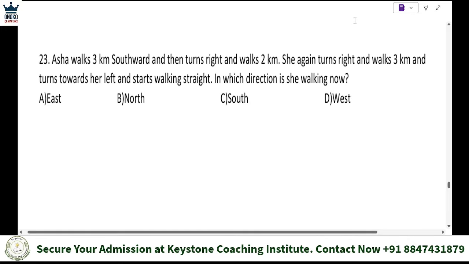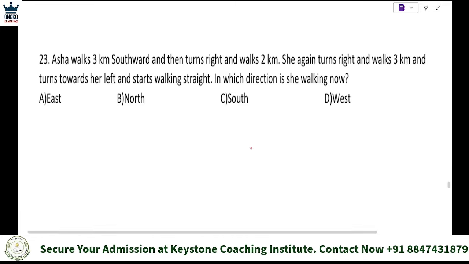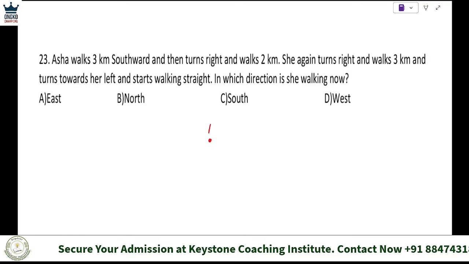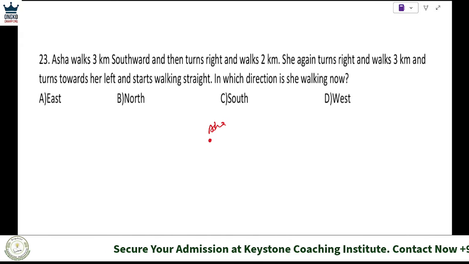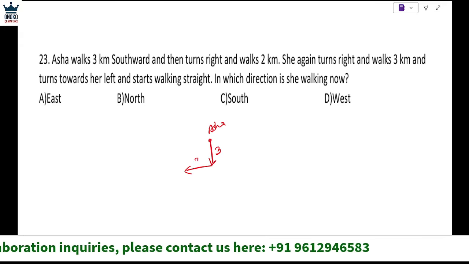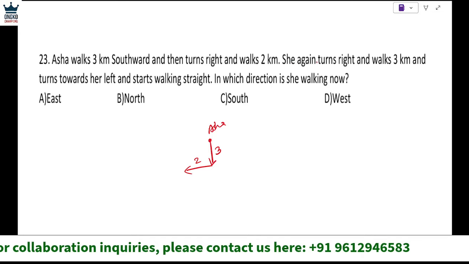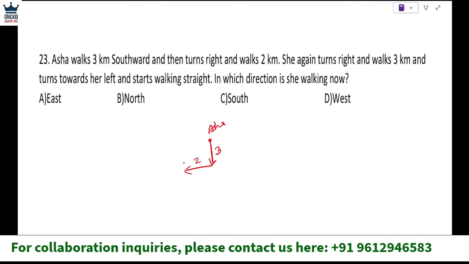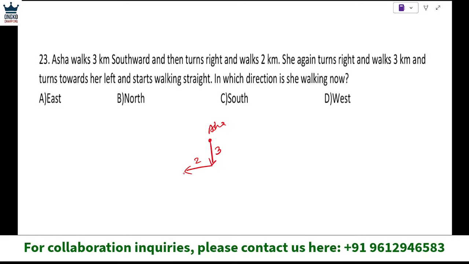Okay, again this is from direction. Asha walked 3 kilometers southward, and then... okay. Asha is here. Southward 3 kilometers from there. And then turns right and walks 2 kilometers. Right, up, those 2 kilometers. She again turns right, up, goes right for 3 kilometers.